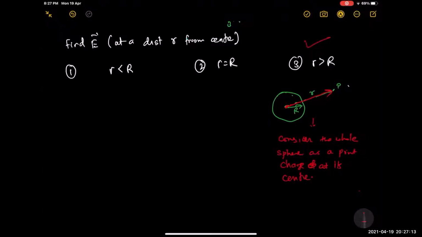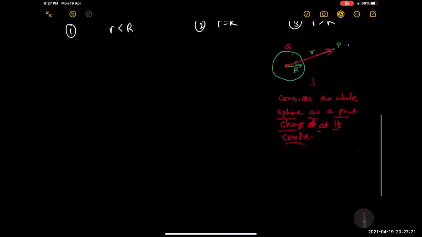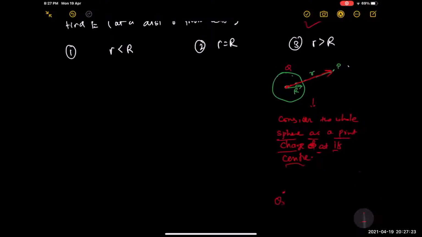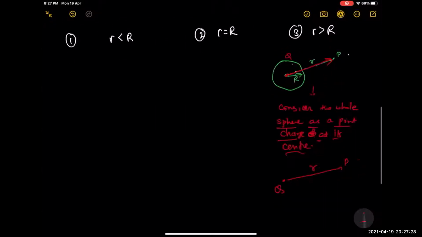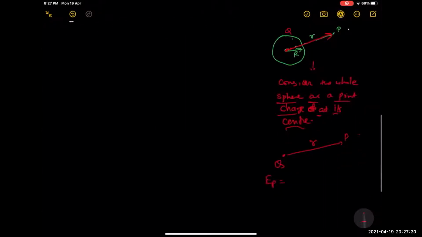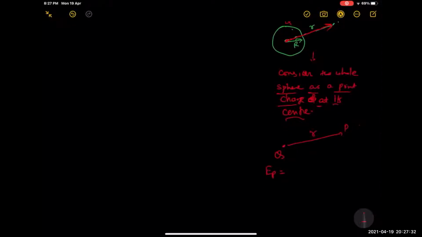So for this case, consider the whole sphere as a point charge at its center. That means this whole sphere's charge q, you can consider exactly like a capital Q, which is at a distance, and point P is at a distance r. So what will be the electric field at point P?